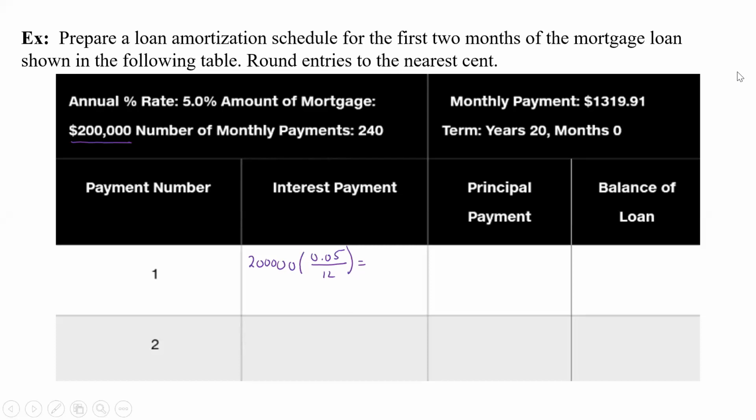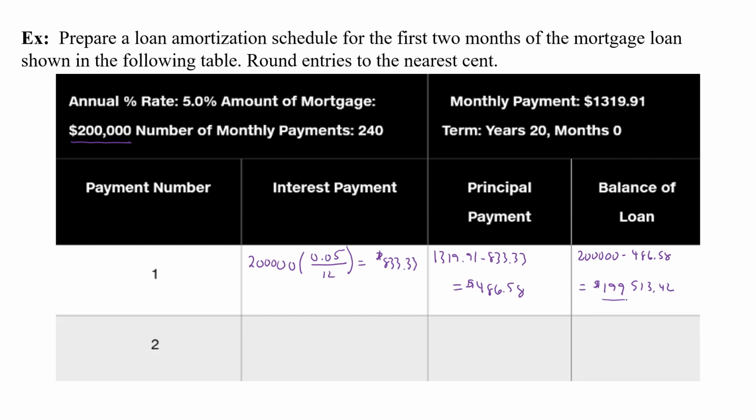So let's write all those numbers down. We said the interest was $833.33. And for the principal, we took 1319.91 minus 833.33, and that gave us a principal of only $486.58. Then our balance we said was 200,000 minus the 486.58, which was 199,513.42.